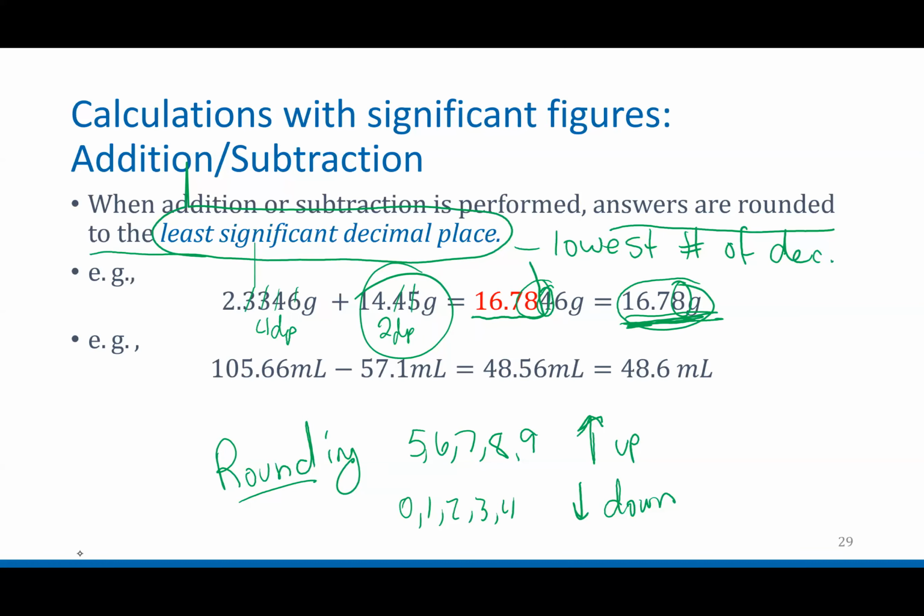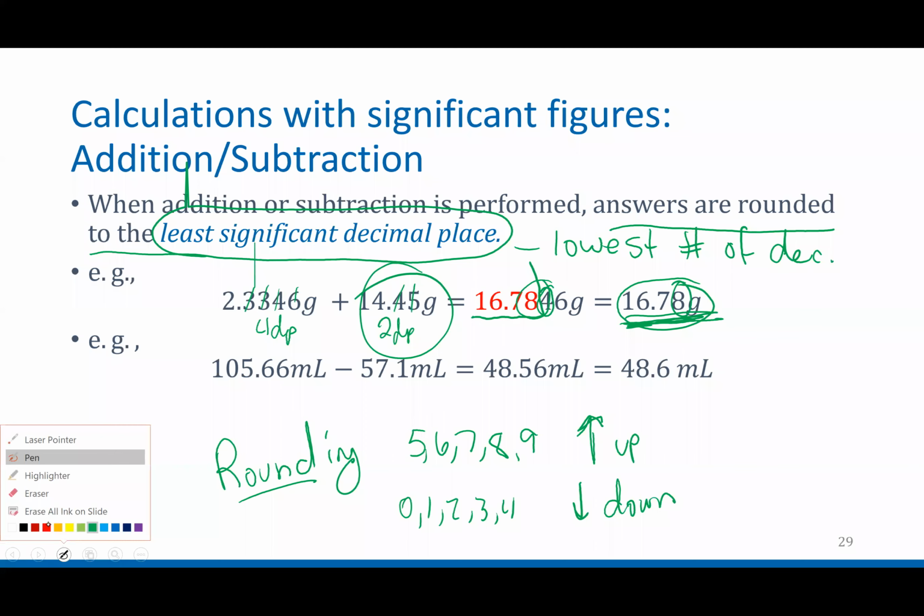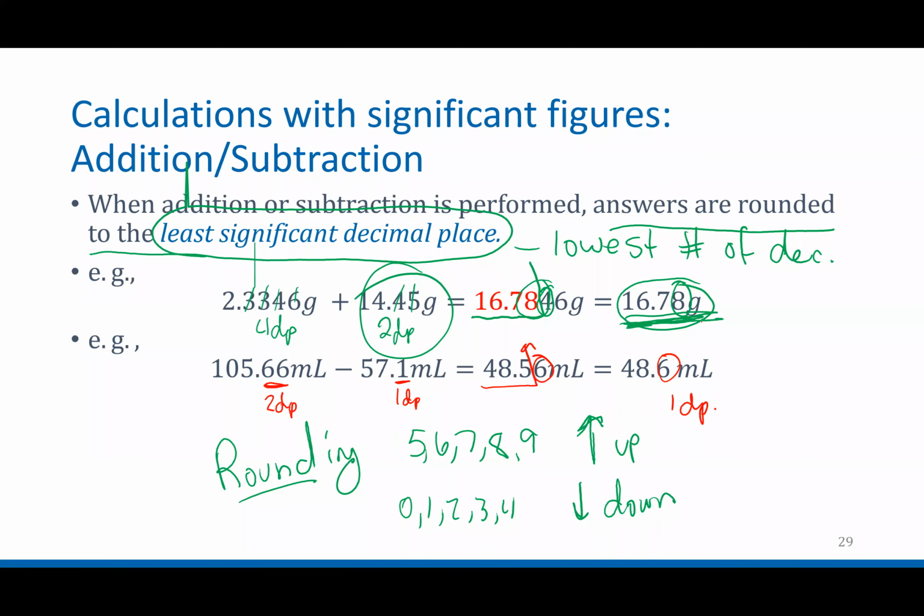Now, in the second example, let me pick a different color here. Let's go back to red. Here I have 2 decimal places. Here I have 1 decimal place. So my answer can only have 1. But because this is a 6, I'm going to round my number up. And again, think about money. 56 reals is closer to 60 than it is to 50. So I would round my answer up, and I can only have 1 decimal place in my answer. 2 decimal places up here in my second answer.